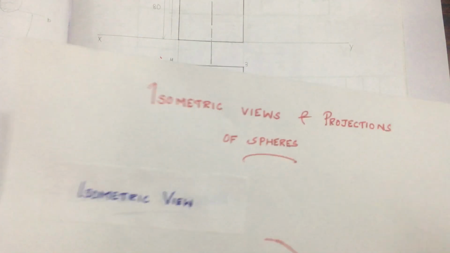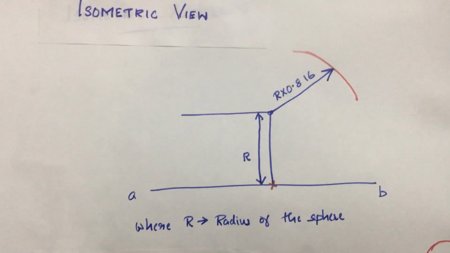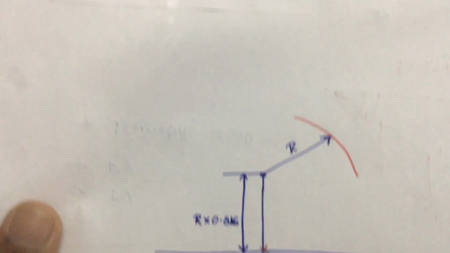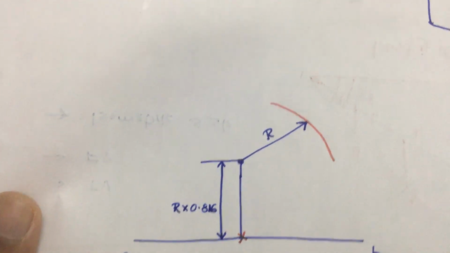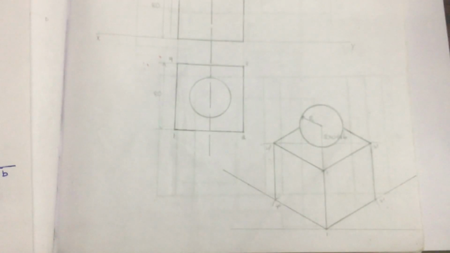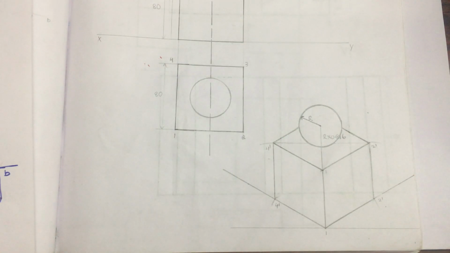This method that we follow for a sphere is to be memorized, so that questions where isometrics of spheres are asked can be very easily solved.